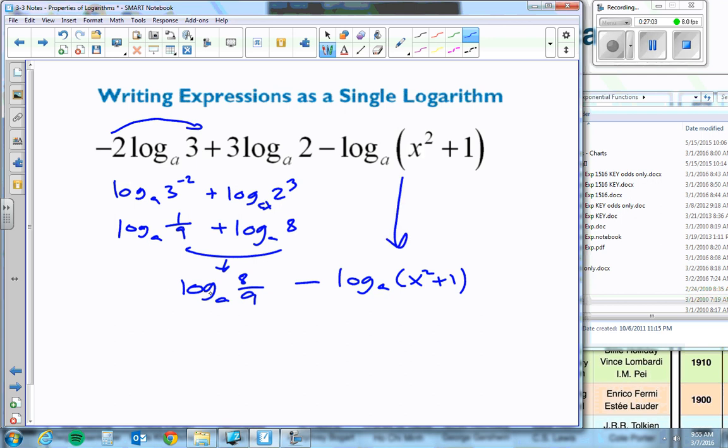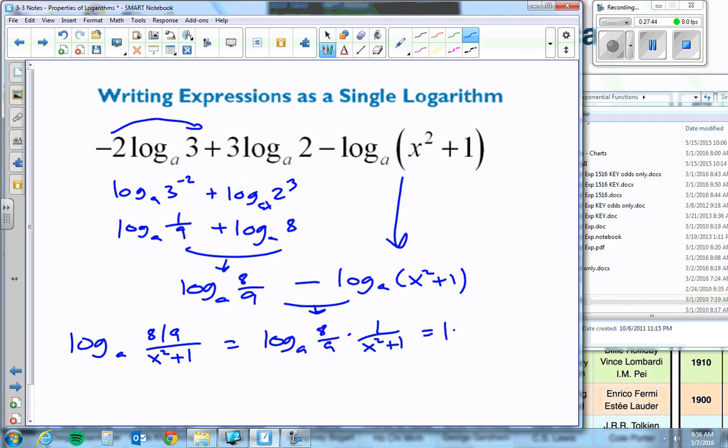Here's where you got to be careful. It's quotient, right? It's quotient rule. So I'm going to go and write it as a quotient. It's 8/9 divided by the second argument. But you should never divide. Okay, hold on. Let me try again. Log base A of 8/9 divided by x squared plus 1. Yeah, I wouldn't even write it that way. So rather than dividing by this, I'm going to write it as multiplying by the reciprocal. So you still have the 8/9, but now it's times the reciprocal of that, which is just 1 over that. So like from this, I would just go directly to this. And really just the numerator is 8.